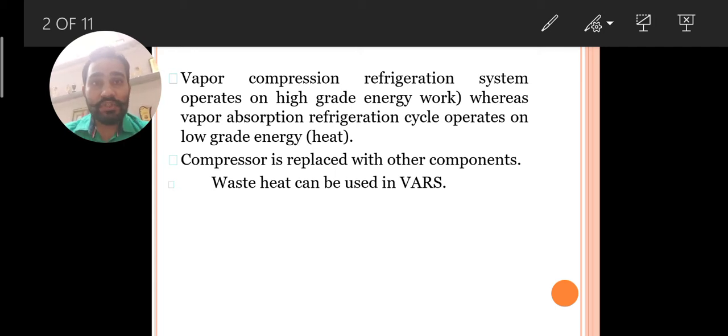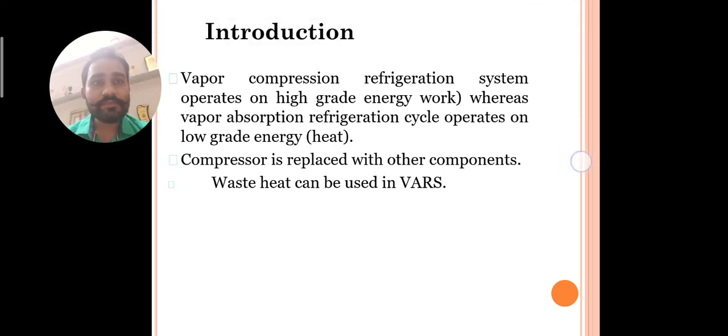The second point written here is that the compressor is replaced with other components. We'll see it in the next slide. And the third point is that waste heat can be used in a vapor absorption refrigeration system. That means if you have waste heat from IC engines, or from solar thermal energy or concentrated solar thermal energy technology, then we can use it very easily in this type of system.